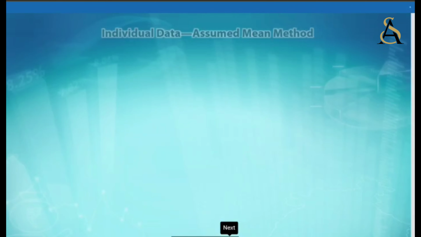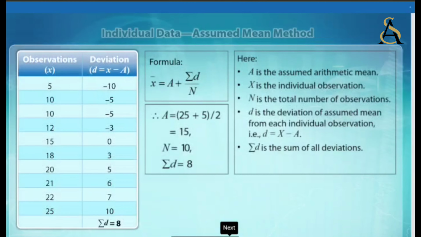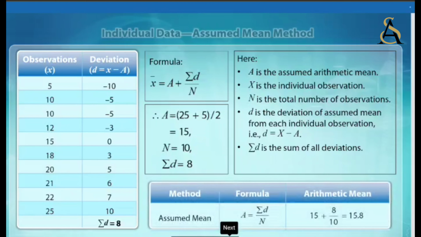Following the direct method is the assumed mean method, also known as the shortcut method. The formula here is x bar is equal to a plus sigma d by n, where a stands for the assumed mean, x is the individual observations, n is the total number of observations and d is the deviation from the assumed mean, where d is equal to x minus a. In this case we have assumed a to be 15. So 5 minus 15 will be minus 10.